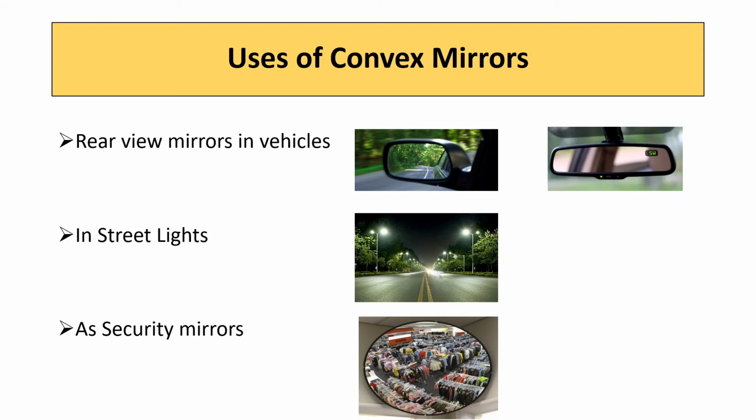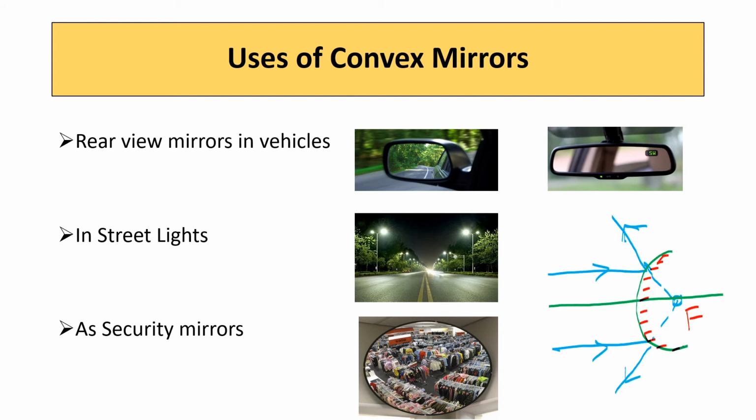What do you know about convex mirrors? For a convex mirror, the reflecting surface will be curved outwards. When the incident ray falls on the convex mirror, the reflected ray is diverging. This diverging property of the convex mirror gives you a wide field of view.